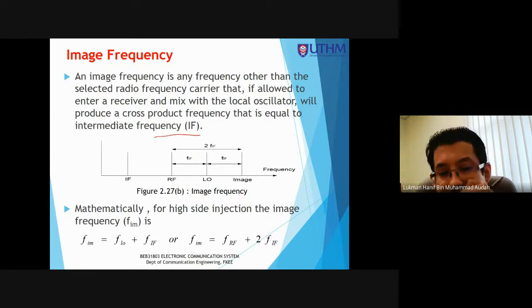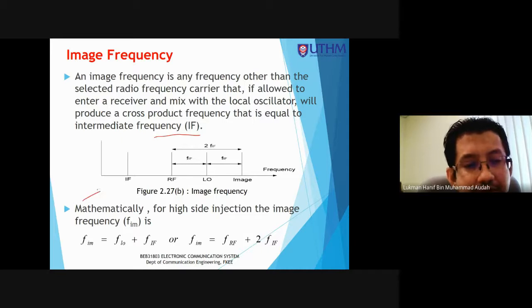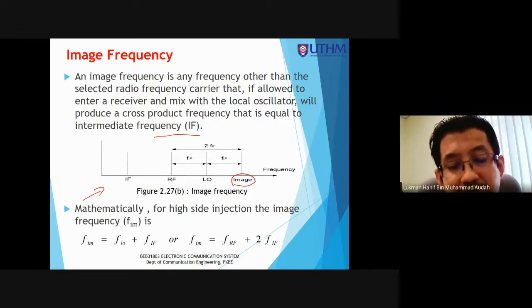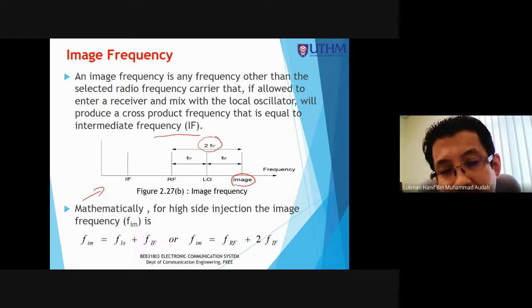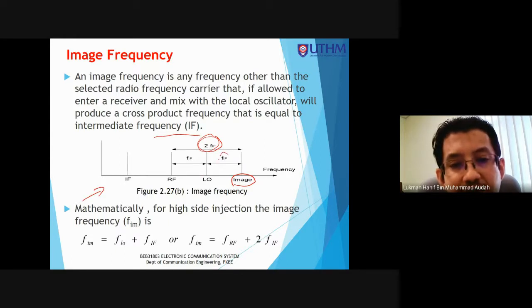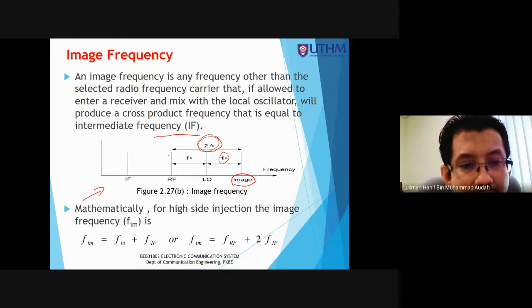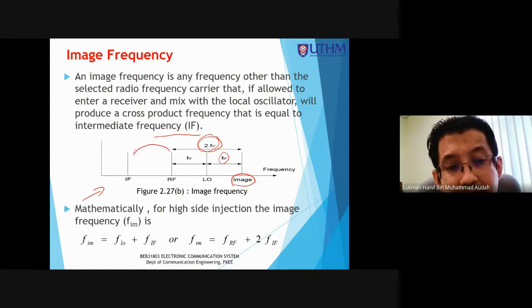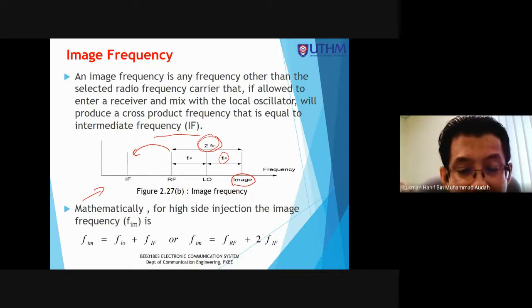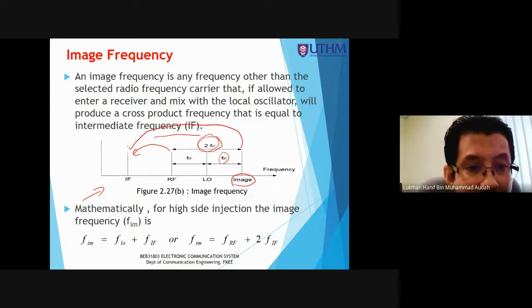So if you see from this picture, F image is located here. F image, the frequency of the image frequency, is located at 2 times the intermediate frequency, or FLO plus FIF. Kita akan dapat image frequency. In this case, FRF akan down convert kepada FIF. This F image, if it enters the receiver, will also down convert into the same frequency.